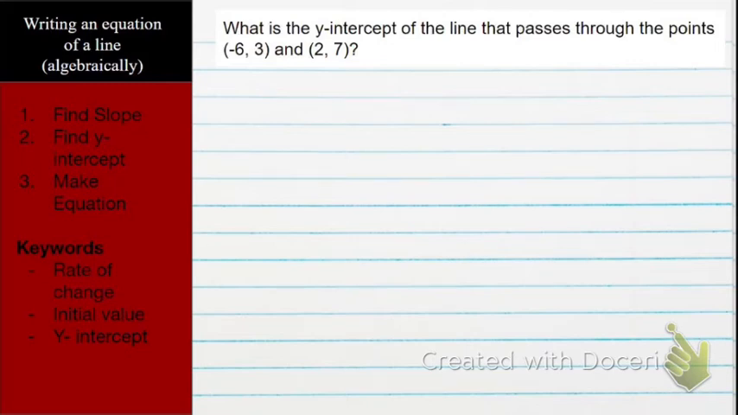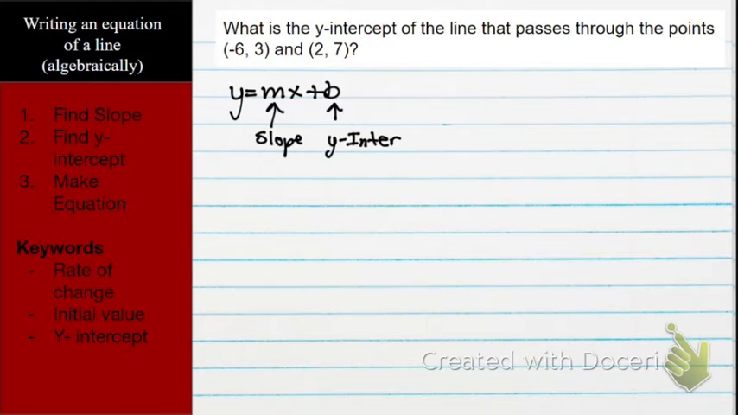Alright, so this next example, it says, what is the y-intercept of the line that passes through the points -6, 3 and 2, 7? So in this one, they didn't give us much. They just gave us 2 points. But what we still got to remember, we got to fill in y equals mx plus b every time. Okay, so with y equals mx plus b, we need our slope. We're going to need our y-intercept. But this time, they didn't tell us anything about slope or y-intercept. They just gave us points on the line. And they want us to find the y-intercept.